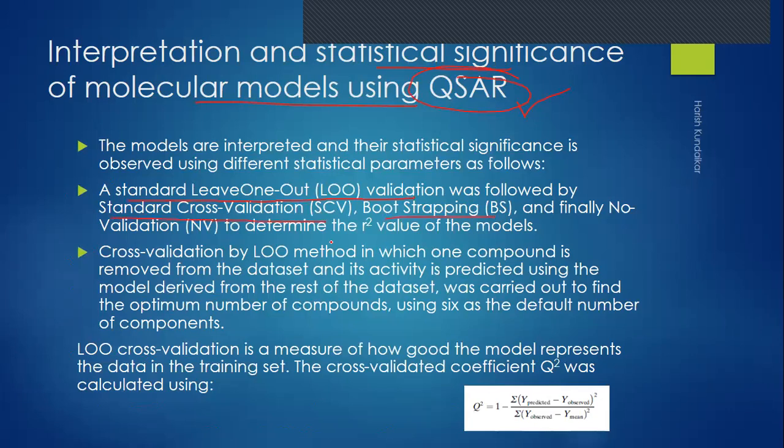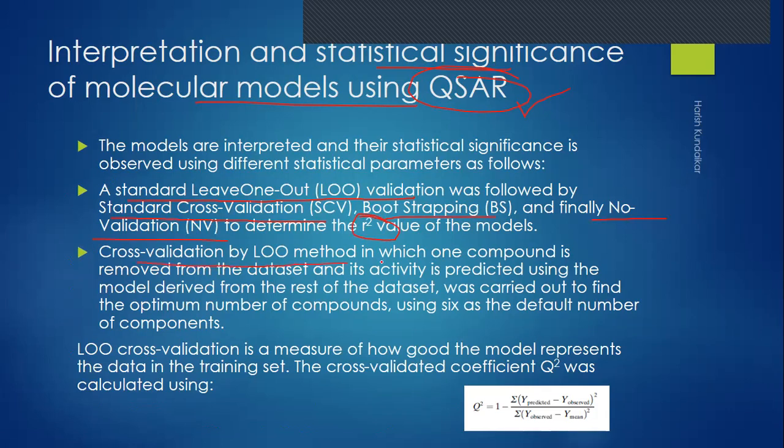We have bootstrapping validation. And finally, we can use no validation, NV, to determine the R square value. R square value is nothing but the coefficient of correlation. All of these validations are used so that the equations that we get are able to predict the activity of the unknown molecule accurately. Yes, that is what is mentioned here.